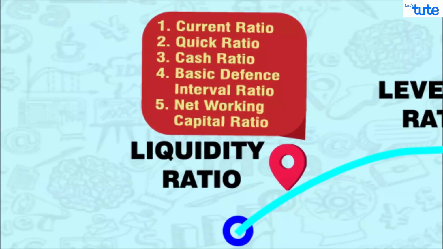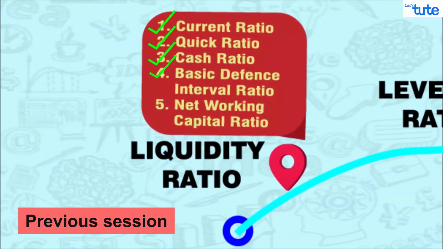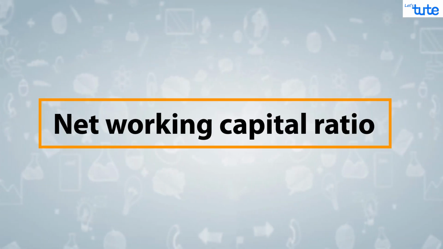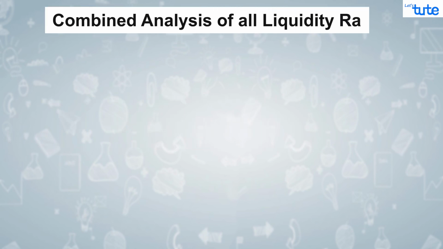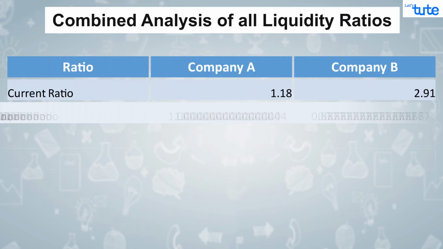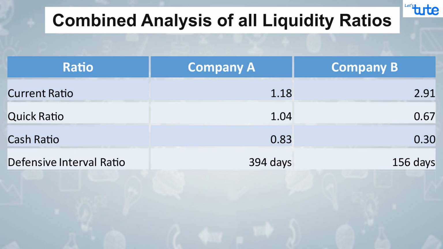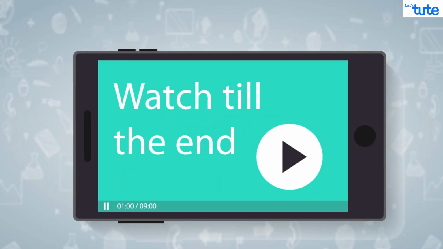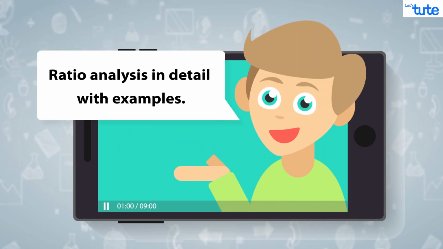We have already seen 4 liquidity ratios earlier. So in today's session, we are going to quickly refer to the last liquidity ratio, which is net working capital ratio. Also, at the end of this session, we will see comparative analysis of all 5 liquidity ratios, which will help you in the analysis of these ratios. So do watch this session till the end to learn ratio analysis in details with examples.